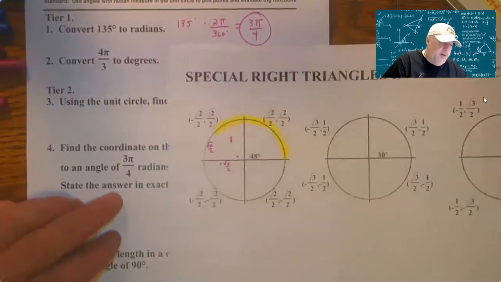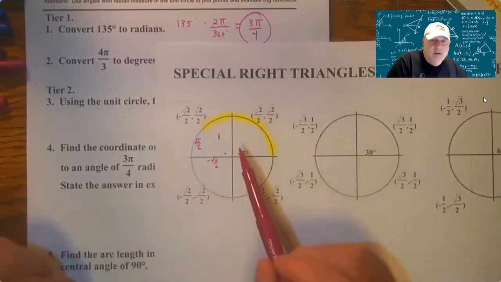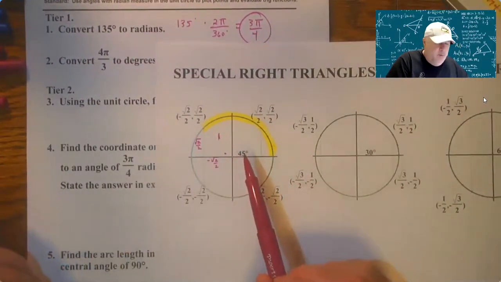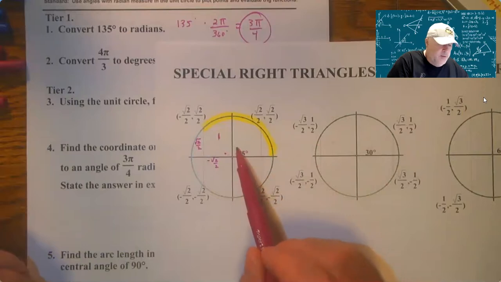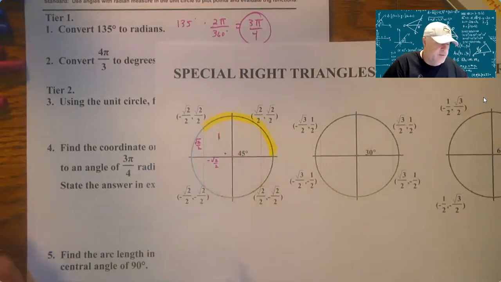So the next problem deals with this right triangle here that swept out along the unit circle a length of 3 pi over 4 radians. So how do I know that's 3 pi over 4? Well, increments of 45 degrees are pi over 4. So that's 3 of them. So there's one here to make 90, and then another one to make 135.